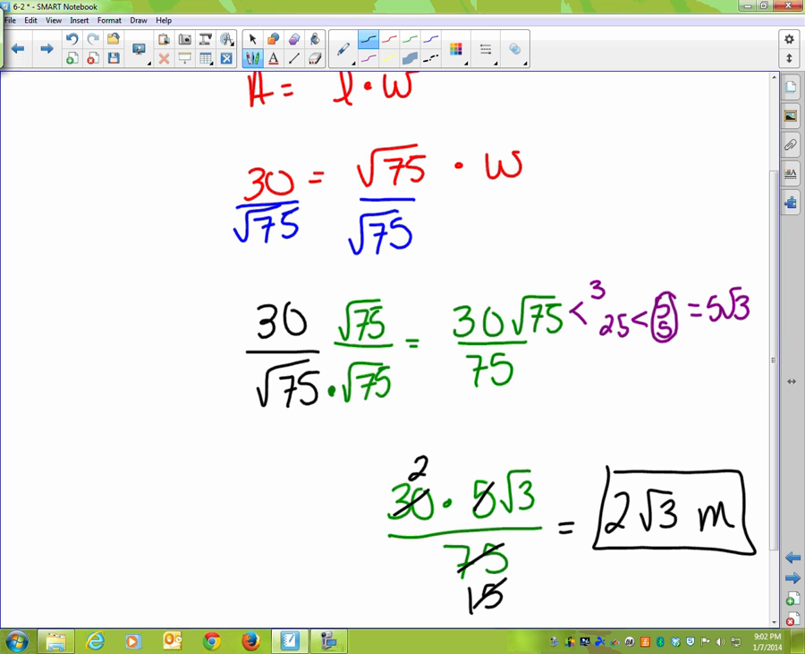And that concludes lesson 6-2. You can now multiply and divide radical expressions.